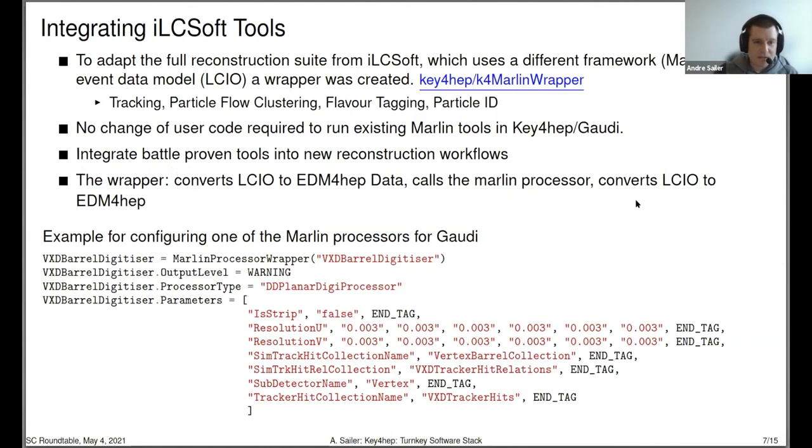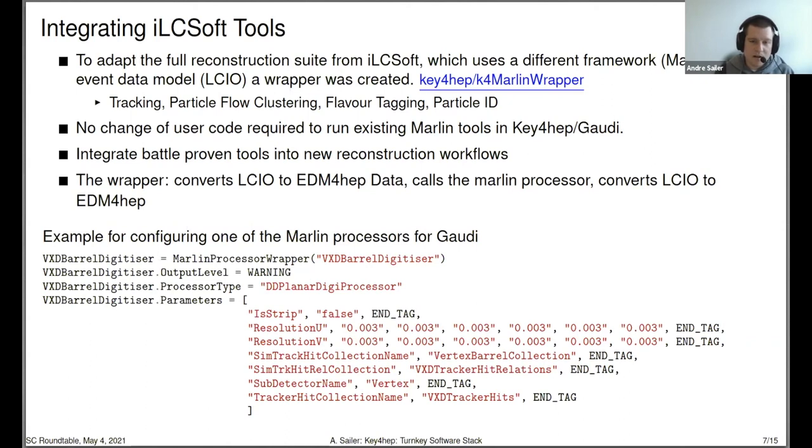So I mentioned the iLCSoft tools. They're using a different event data model and also a different framework to run, but there are many really battle-tested tools in there for tracking, particle flow clustering, flavor tagging, particle ID. They have been developed over almost decades now. And of course, you can't throw this away. It's way too expensive to replace them just like that.